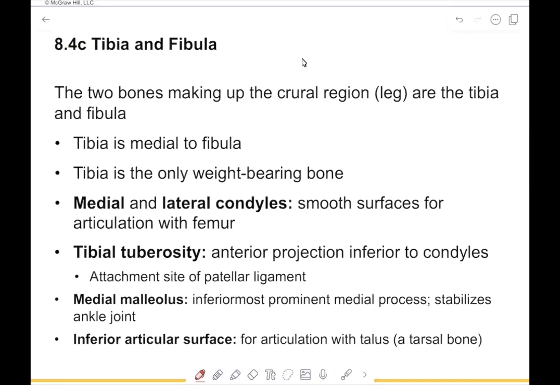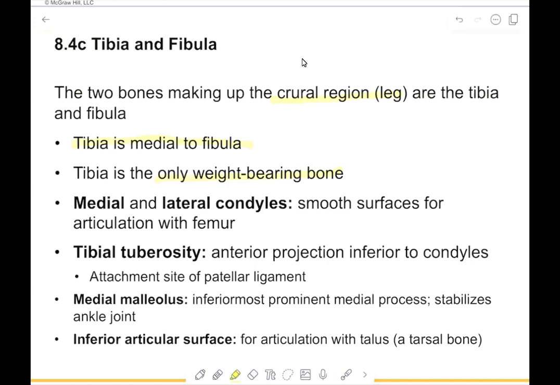The tibia and the fibula make up the lower leg, which is referred to as the crural region. The tibia, remember, is medial to the fibula. So the tibia is the only weight-bearing bone, and often it's not broken as much as the fibula. Since the fibula is much thinner and it's also located laterally, it's easier to break.